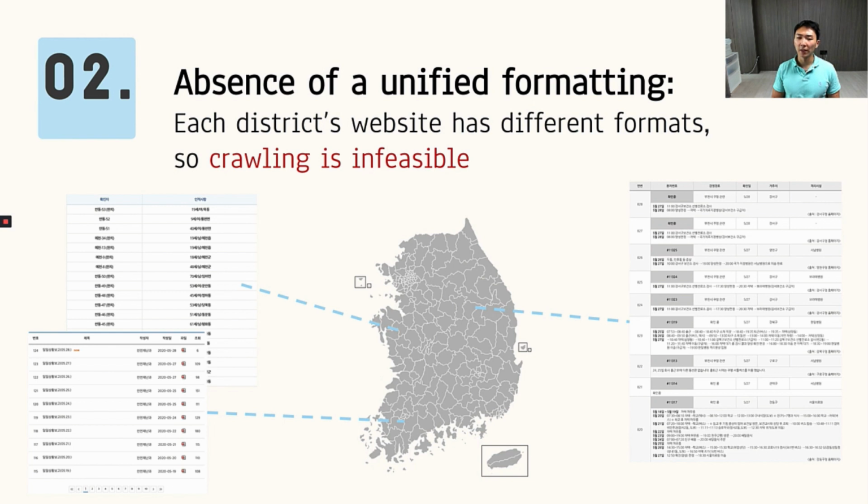This problem is further exacerbated by the lack of unified formatting across all the municipal districts' websites. Some websites upload data in a table, others in a Word document for each patient, and some even go as far as uploading screenshots of the data in JPEG. Only to make things worse, the website's HTML changes midway through, and even the types of data collected varies widely from one district to another.